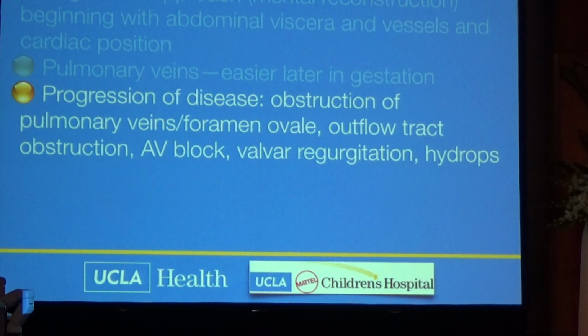And then there may be progression of disease. There may be obstruction of the pulmonary veins that develops later, obstruction of the pulmonary inflow valve that develops later. There can be outflow tract obstruction like pulmonary stenosis that develops late, AV block, valvular regurgitation, or hydrops, all of which can evolve over time.